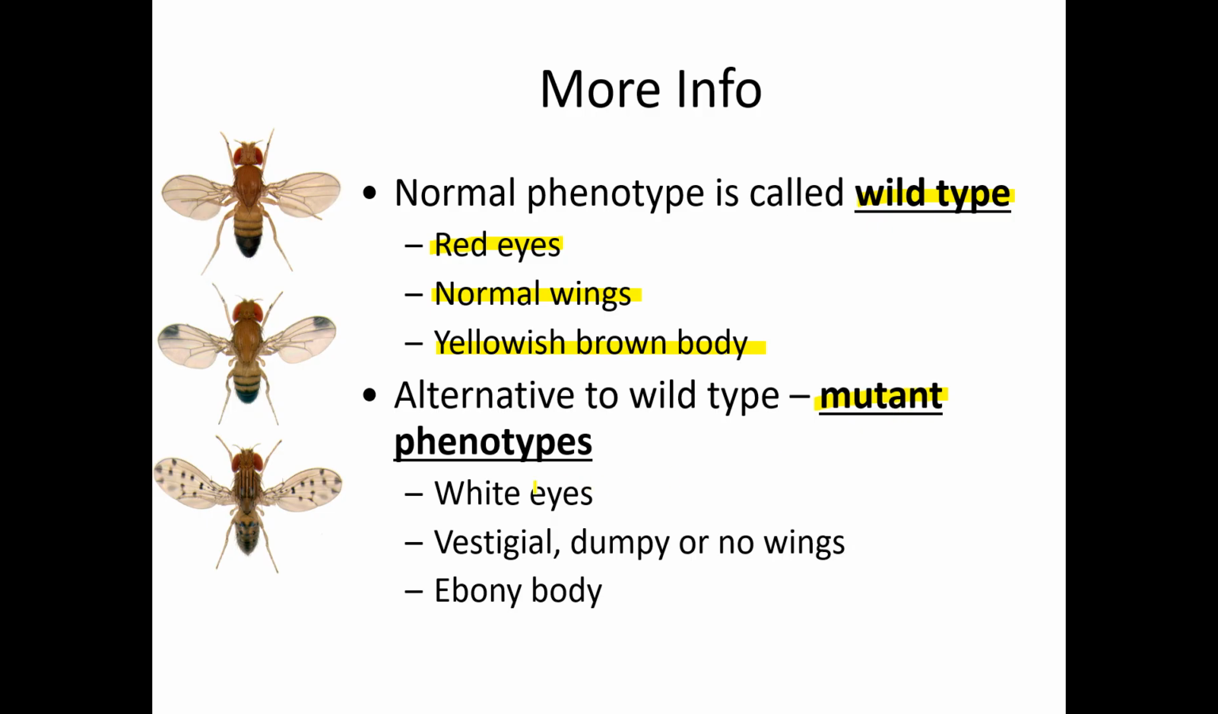mutant. And so this could be white eyes or sepia eyes or purple eyes. It could be no eyes. There's different types of wings. There's different colors of body. There's the wild type when it comes to bristles and multiple types of traits. So pretty much you always have your standard fly, and then you have what we call our mutant phenotypes, which are all of the other possibilities for that trait.